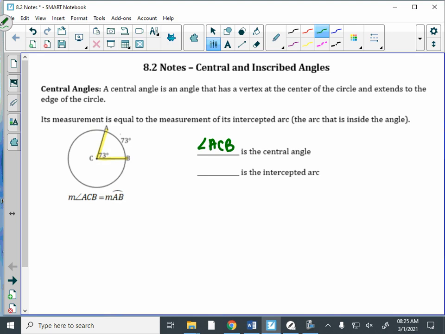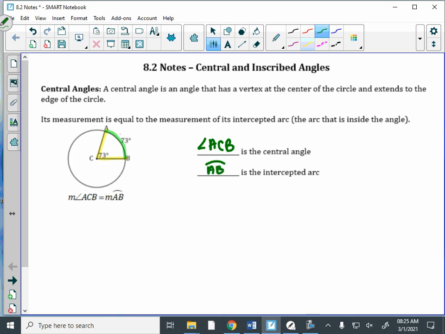The intersected arc just means the arc that's inside the angle. If we start at the opening of the angle at one end and go to the other, that is the intersected arc. I like to think of it like a piece of pizza or a piece of pie. The green part looks like the crust. The intersected arc is just the crust of that piece. So that is arc AB.